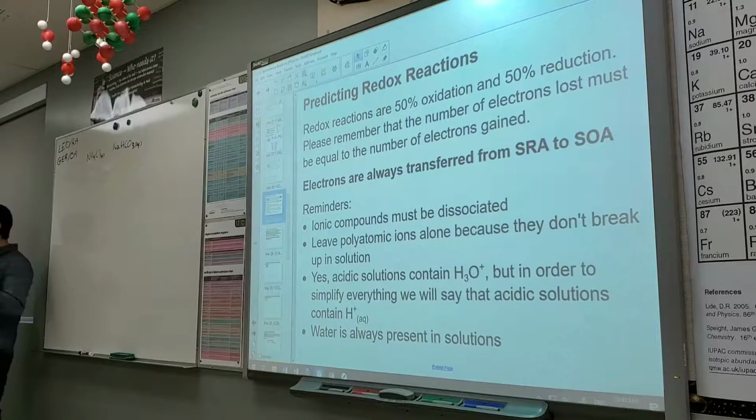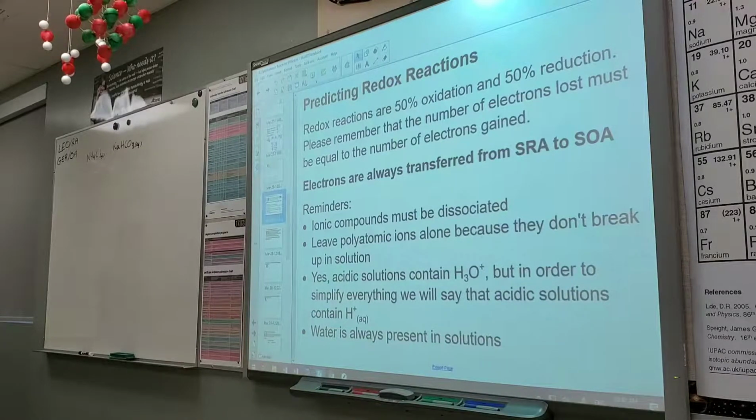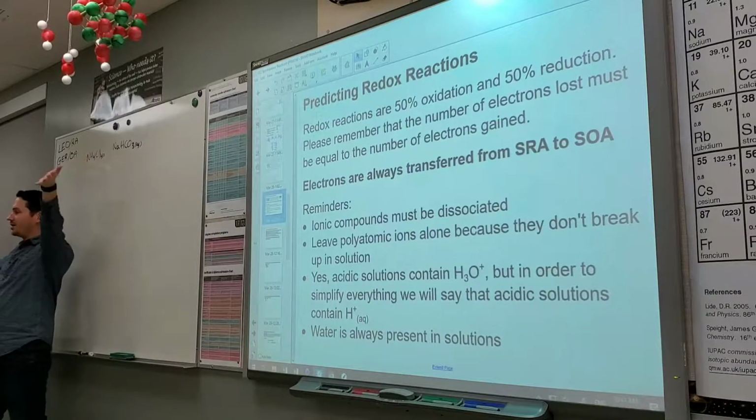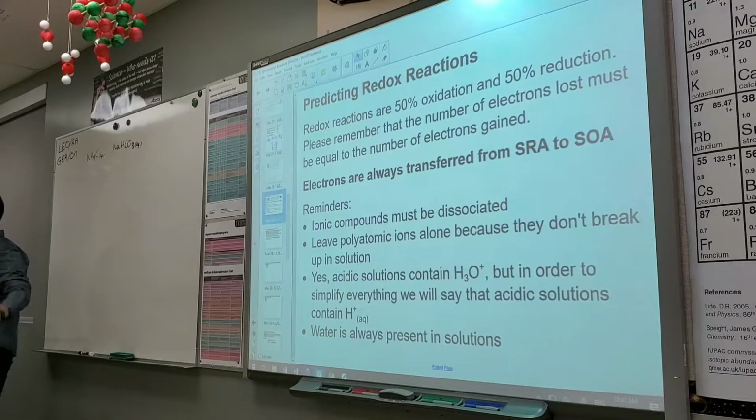Do you remember when I wanted to predict the Bronsted-Lowry reaction, what the very first thing we had to do was? We had to list the major entities in the solution, right? Because maybe this isn't an acid or a base, maybe that's not an acid or a base either, maybe water is the only acid or base. So we have to list our major entities in solution.